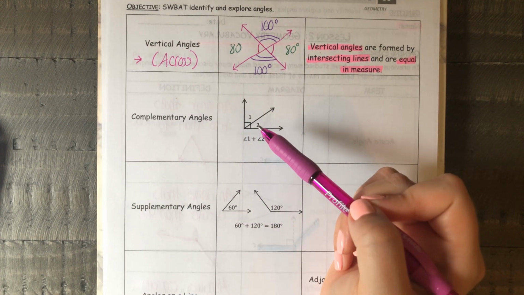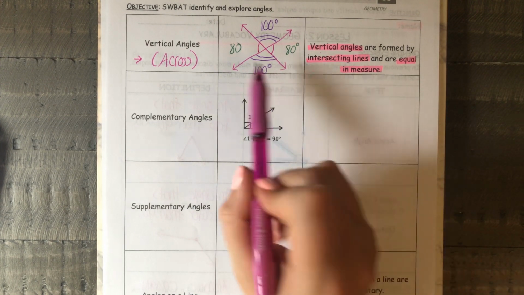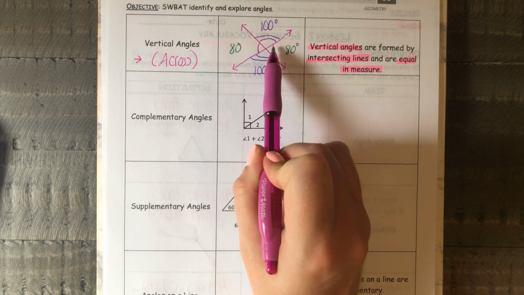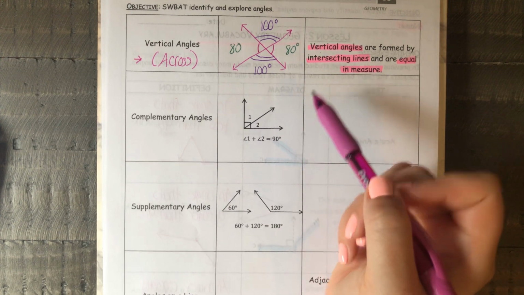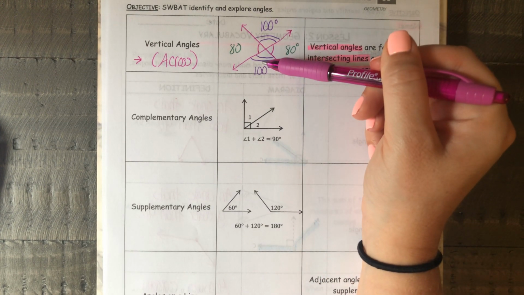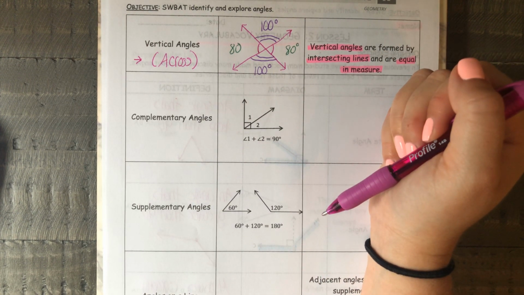You might also be wondering why I put those markings there. I just put one arc here and one arc over here to show that they're equal. Same thing with the top and the bottom. I put 2 and 2 just to show that they're equal.